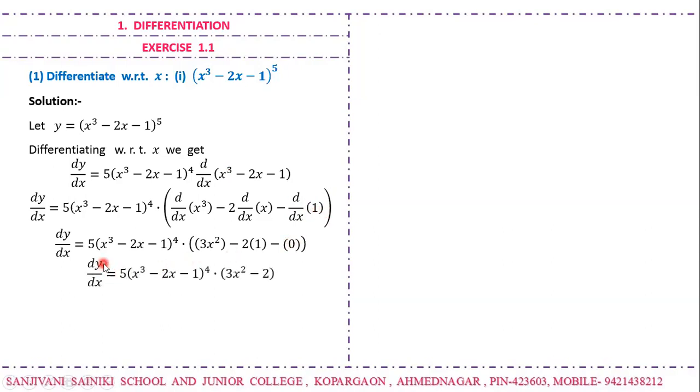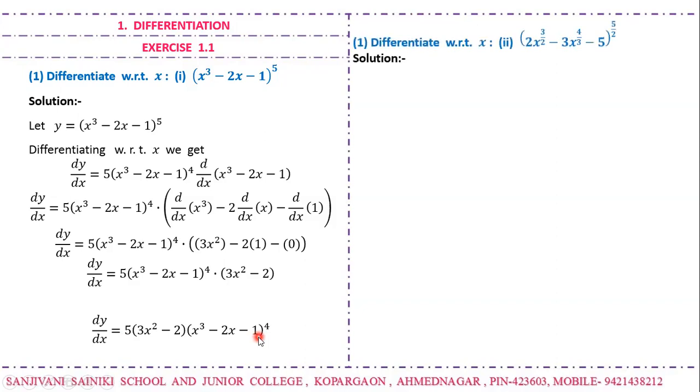So you get dy by dx is equal to 5 into (x cube minus 2x minus 1) bracket raised to 4 into (3x square minus 2). So we get dy by dx is equal to 5 into (3x square minus 2) into (x cube minus 2x minus 1) bracket raised to 4.